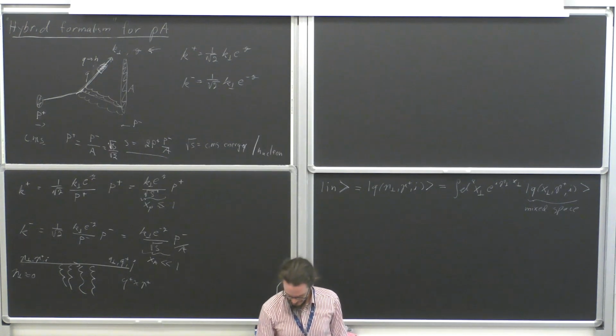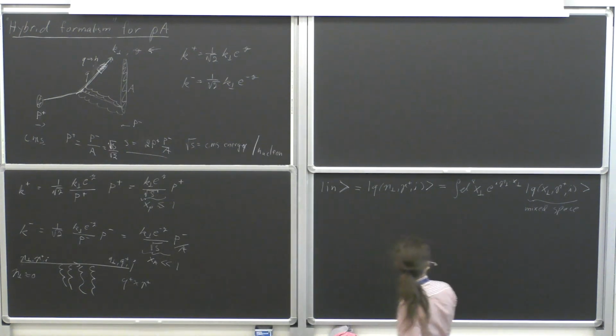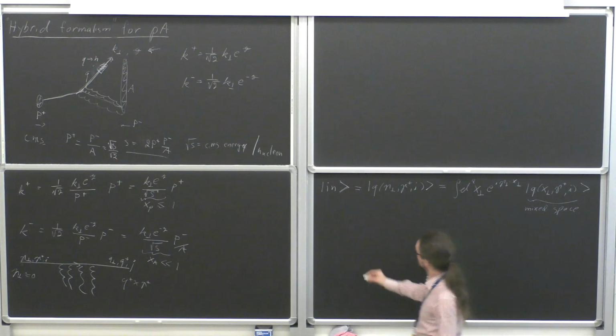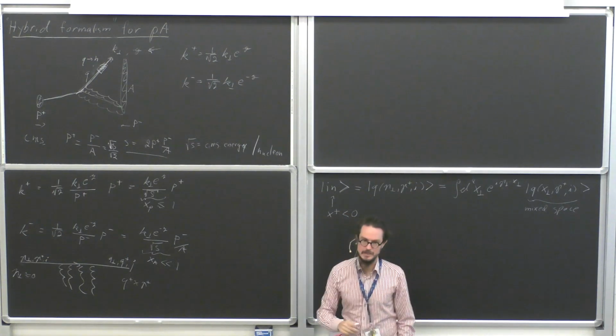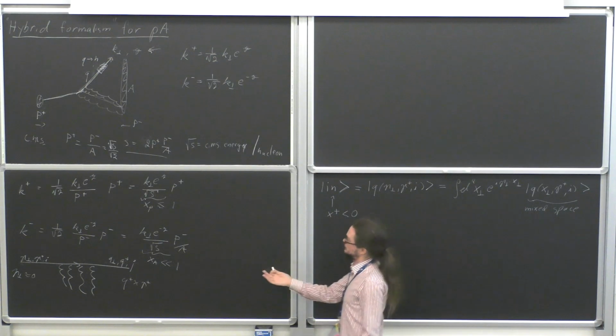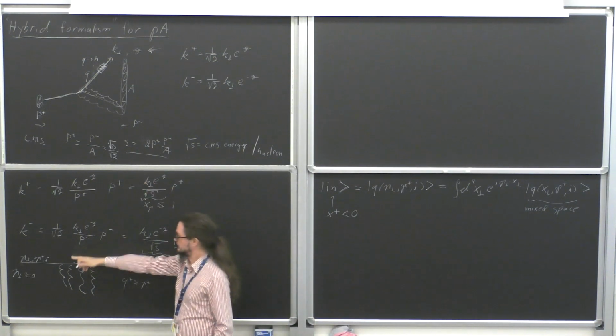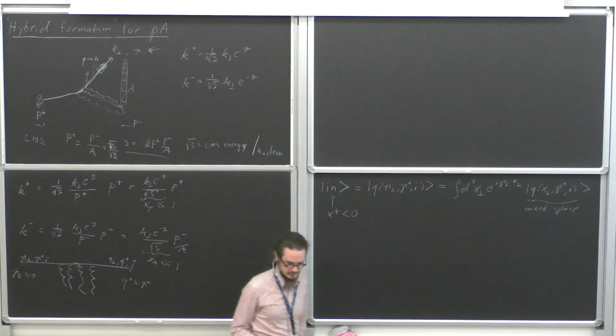So this is my incoming state. And the incoming state is the state when x plus is less than 0. So that is the quantum state of this incoming quark that is coming into the collision. Okay.